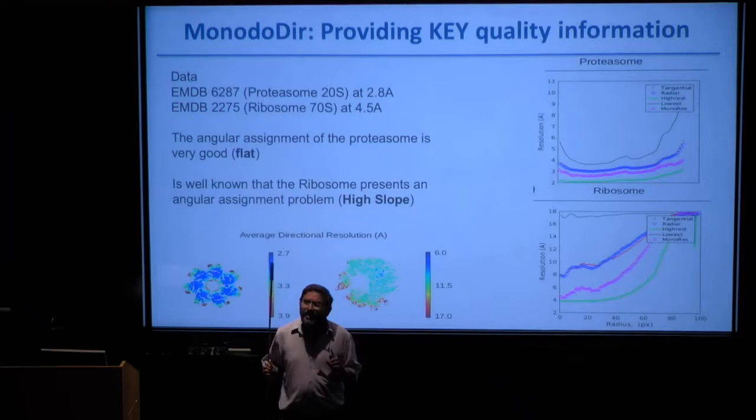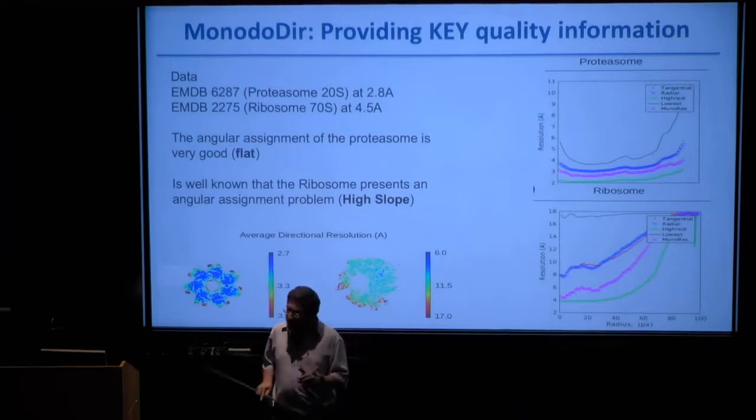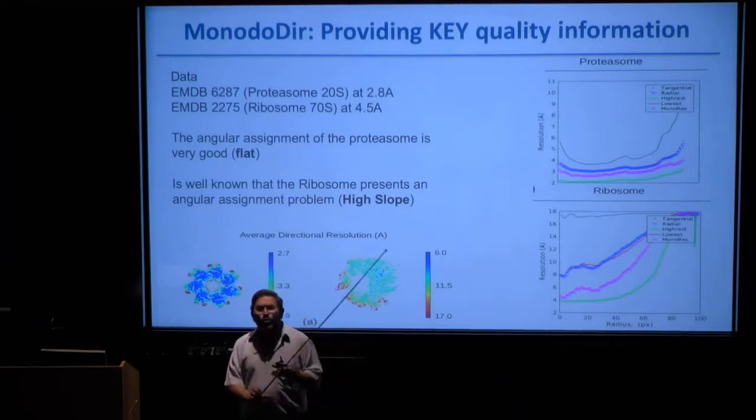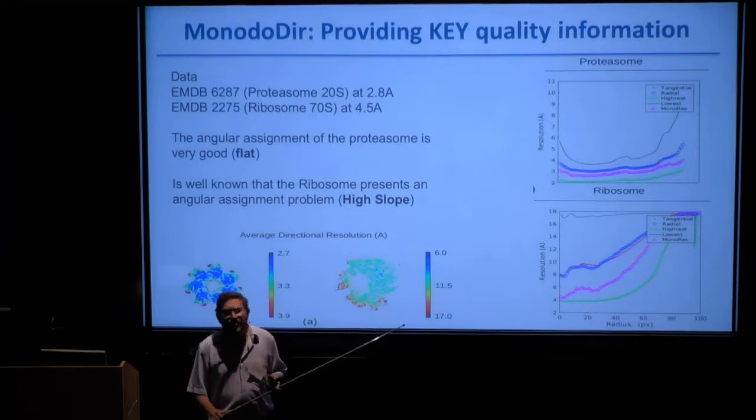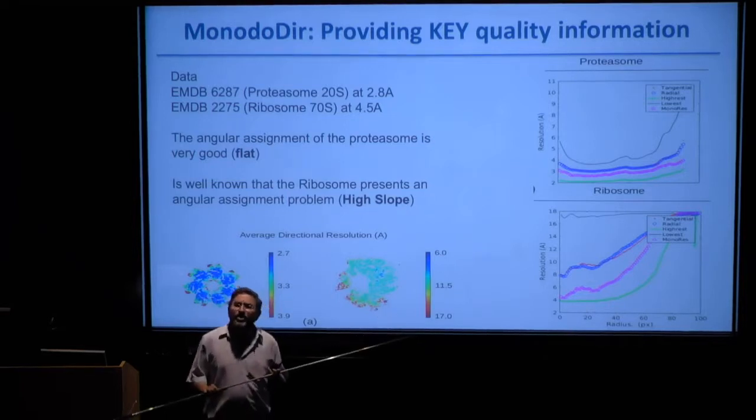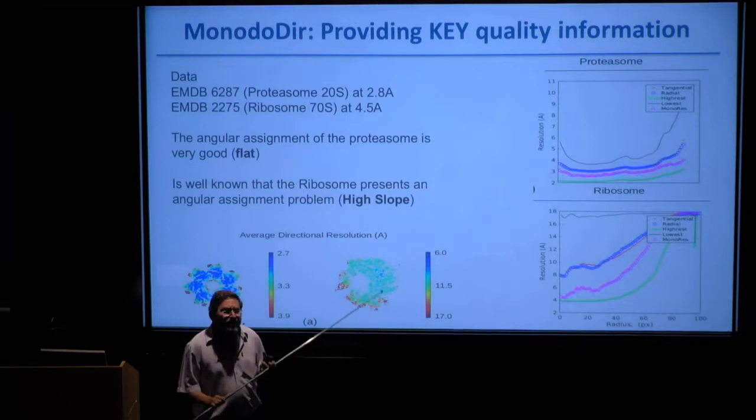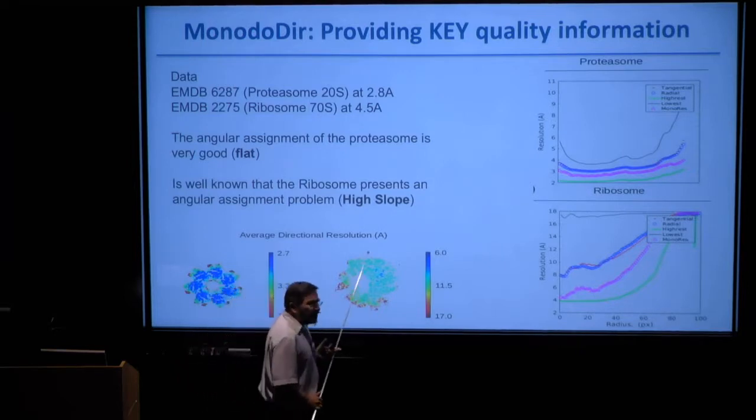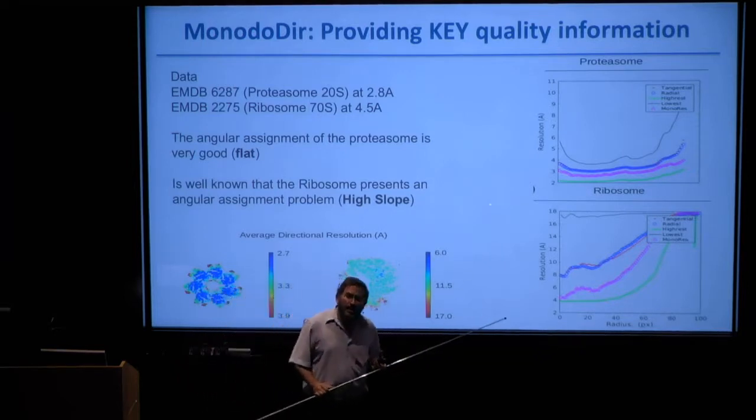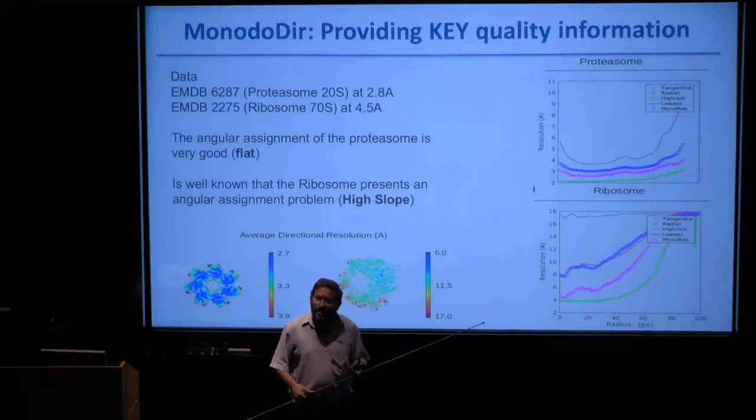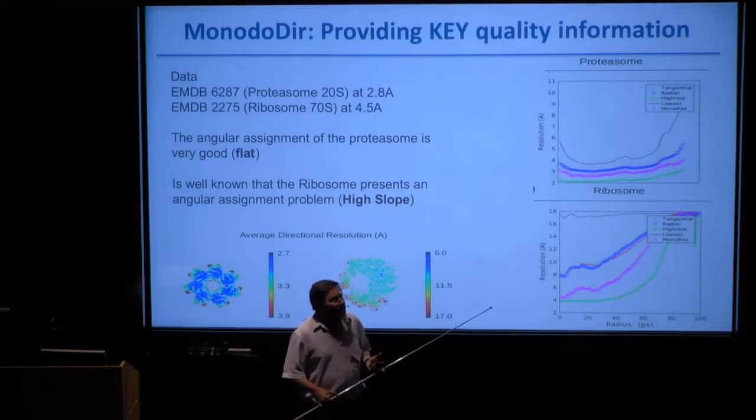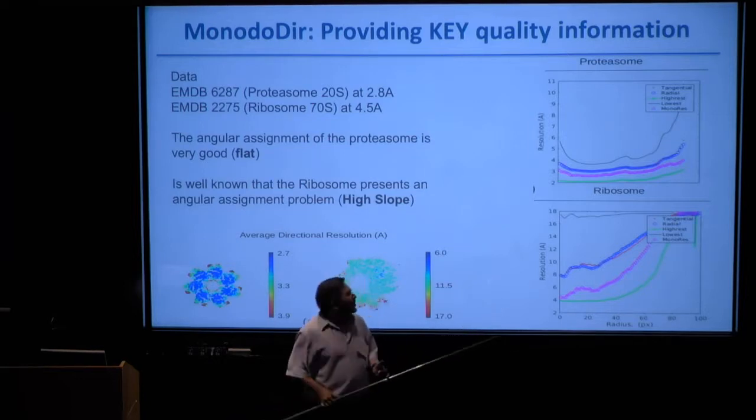And understand what I'm saying. I'm saying that I take the map. I do not take the images. I do not have the angular assignment of these images. And only from the map alone, I am telling you something about something as important as the average angular error that you are doing. So this is important information related to the quality of your reconstruction.